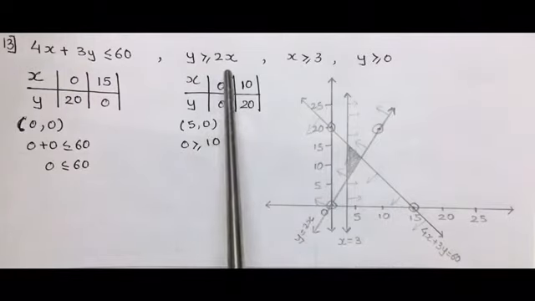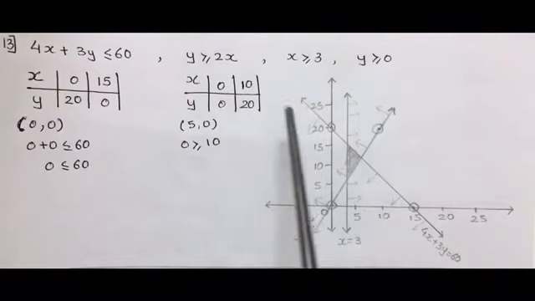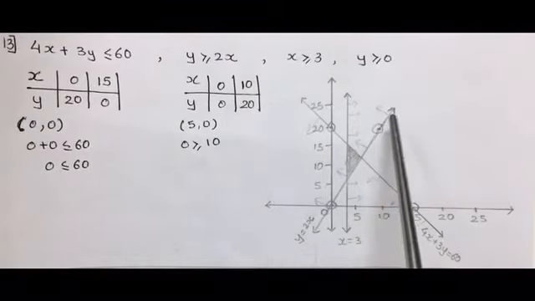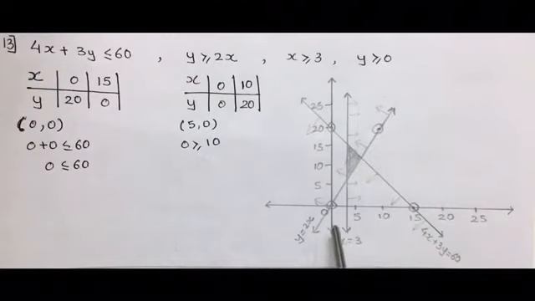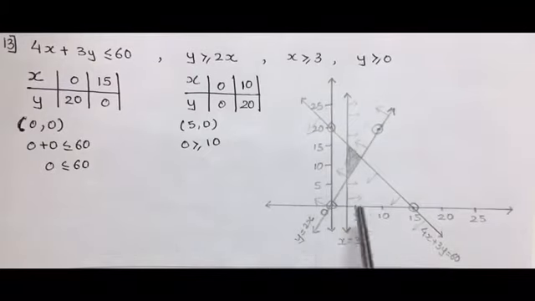Y greater than or equal to 2x. So drawing the line for that, the first point taken is 0, 0, and if x is 10, y will be 20. So this line passes through the origin. So 0, 0 cannot be taken as one of the points for checking. So we have selected one point from either of the sides. The point selected over here is 5, 0, which is lying on the x-axis, and it is lying over here, this side of the line.